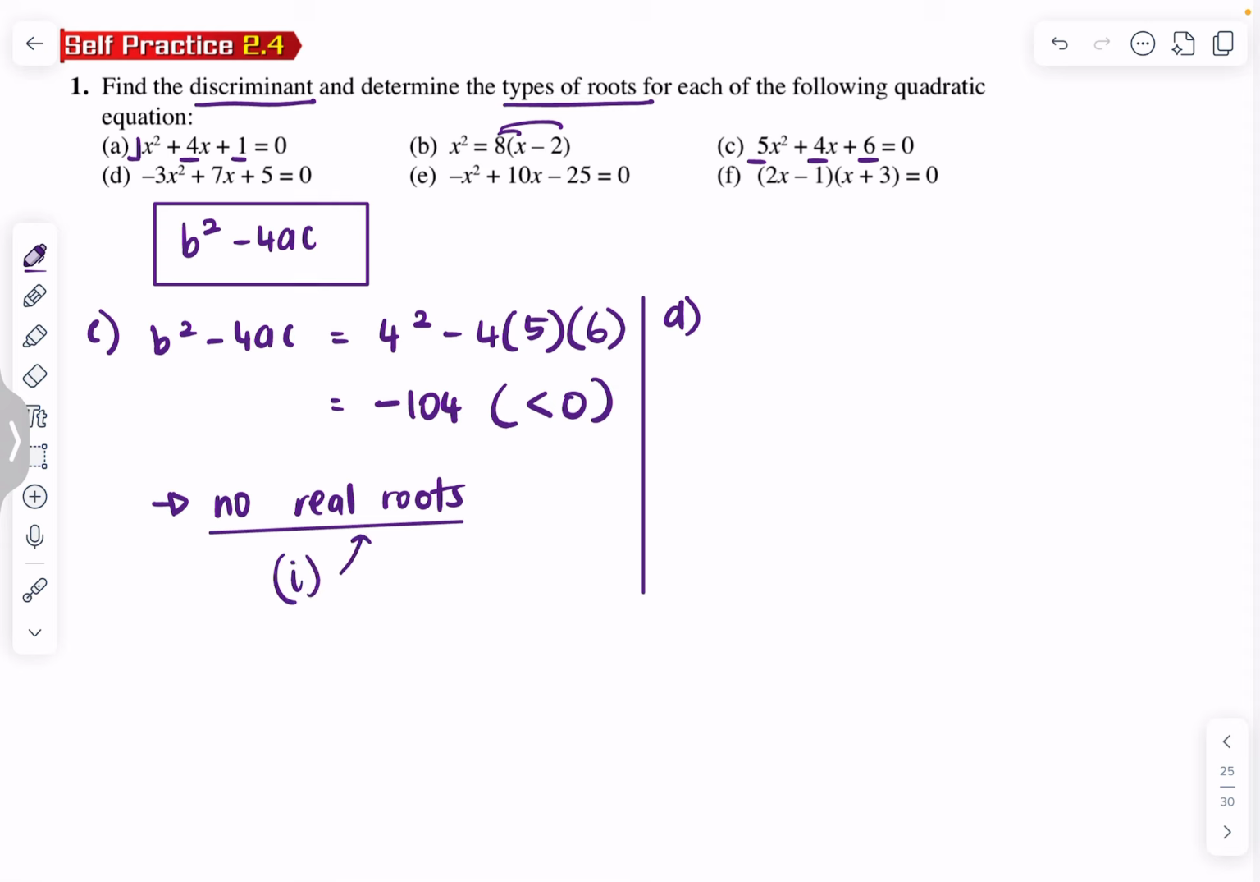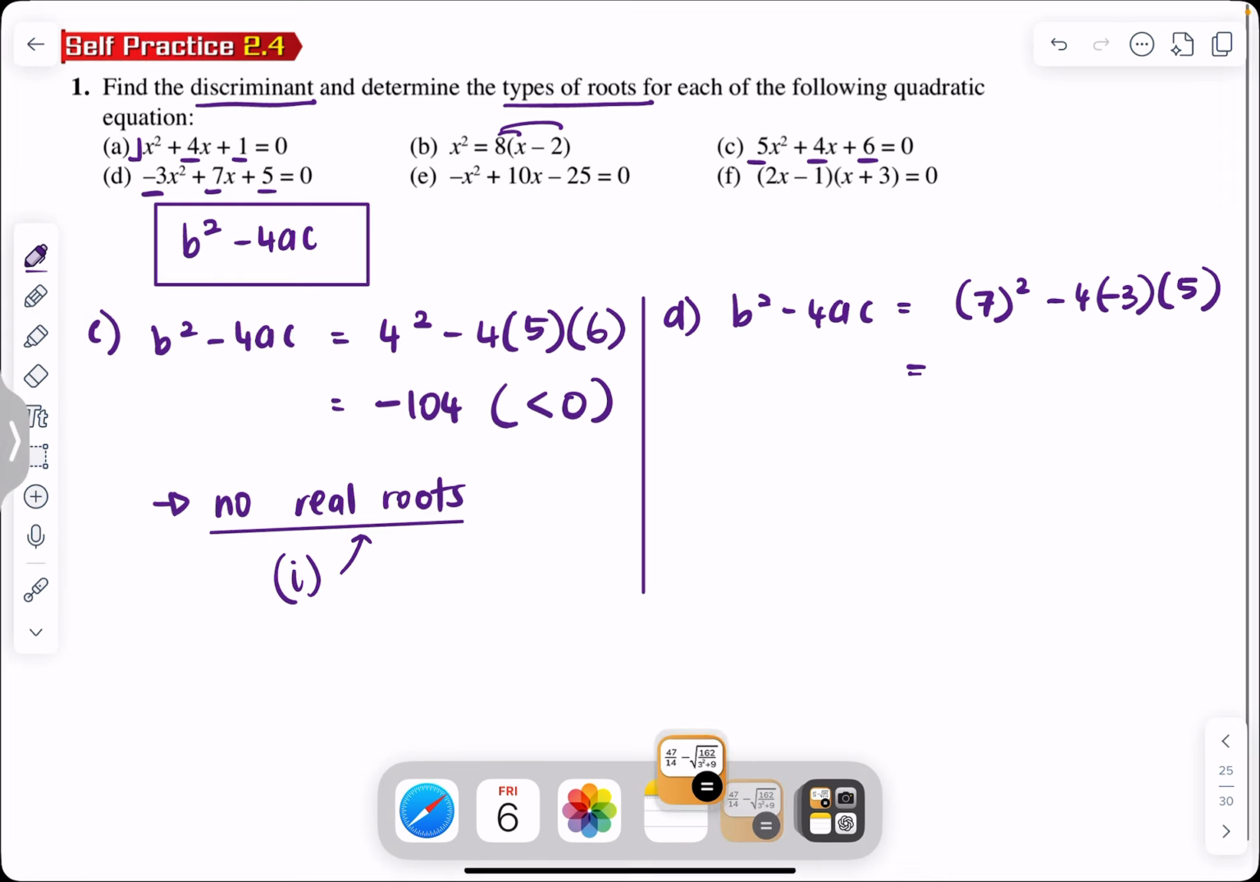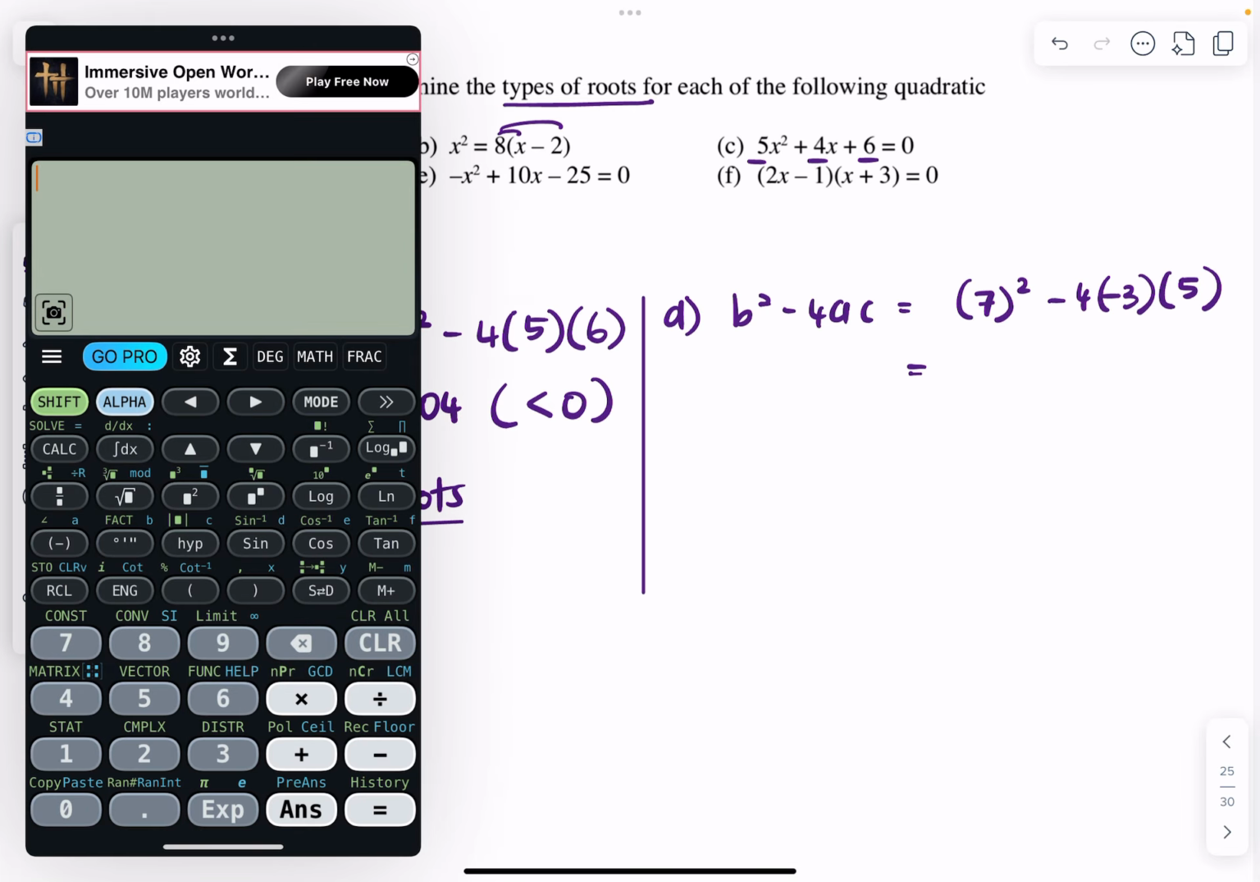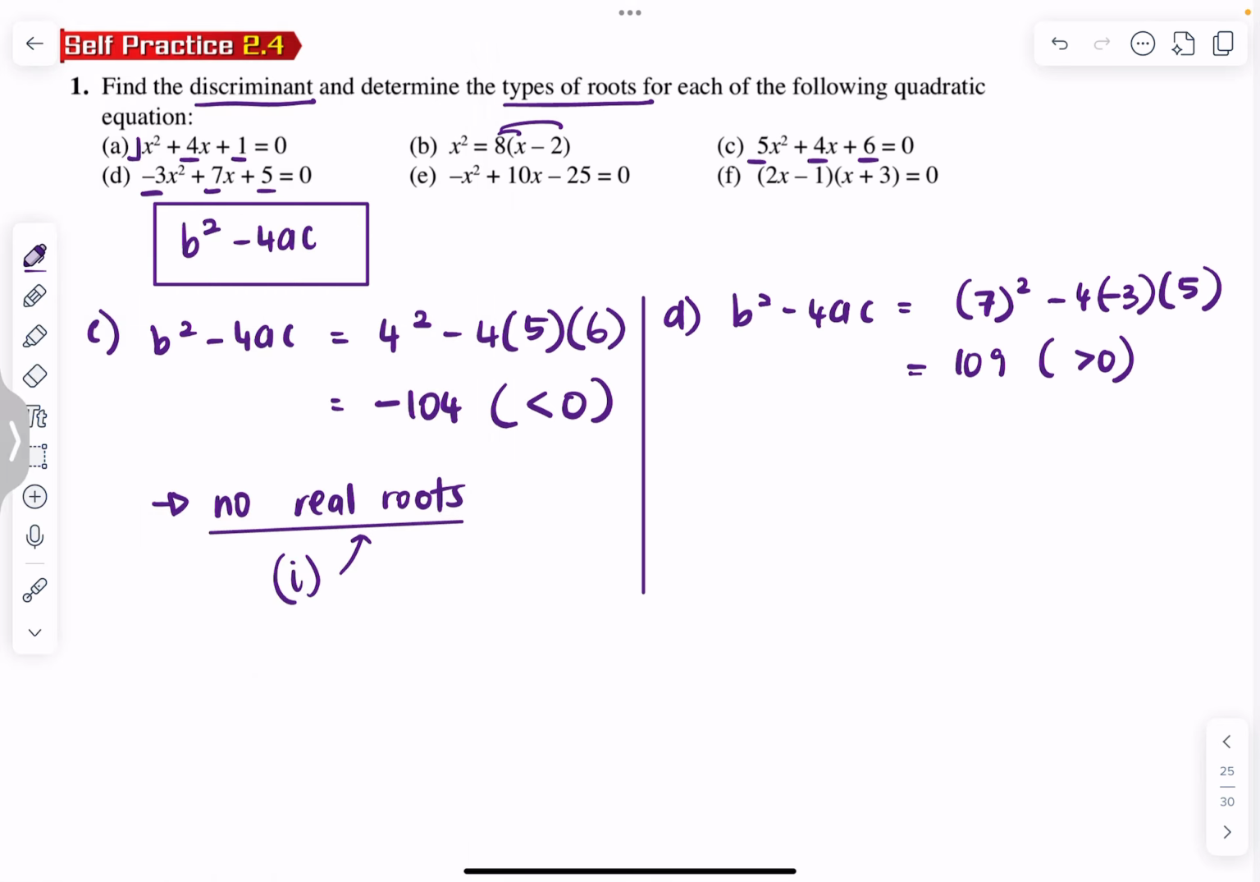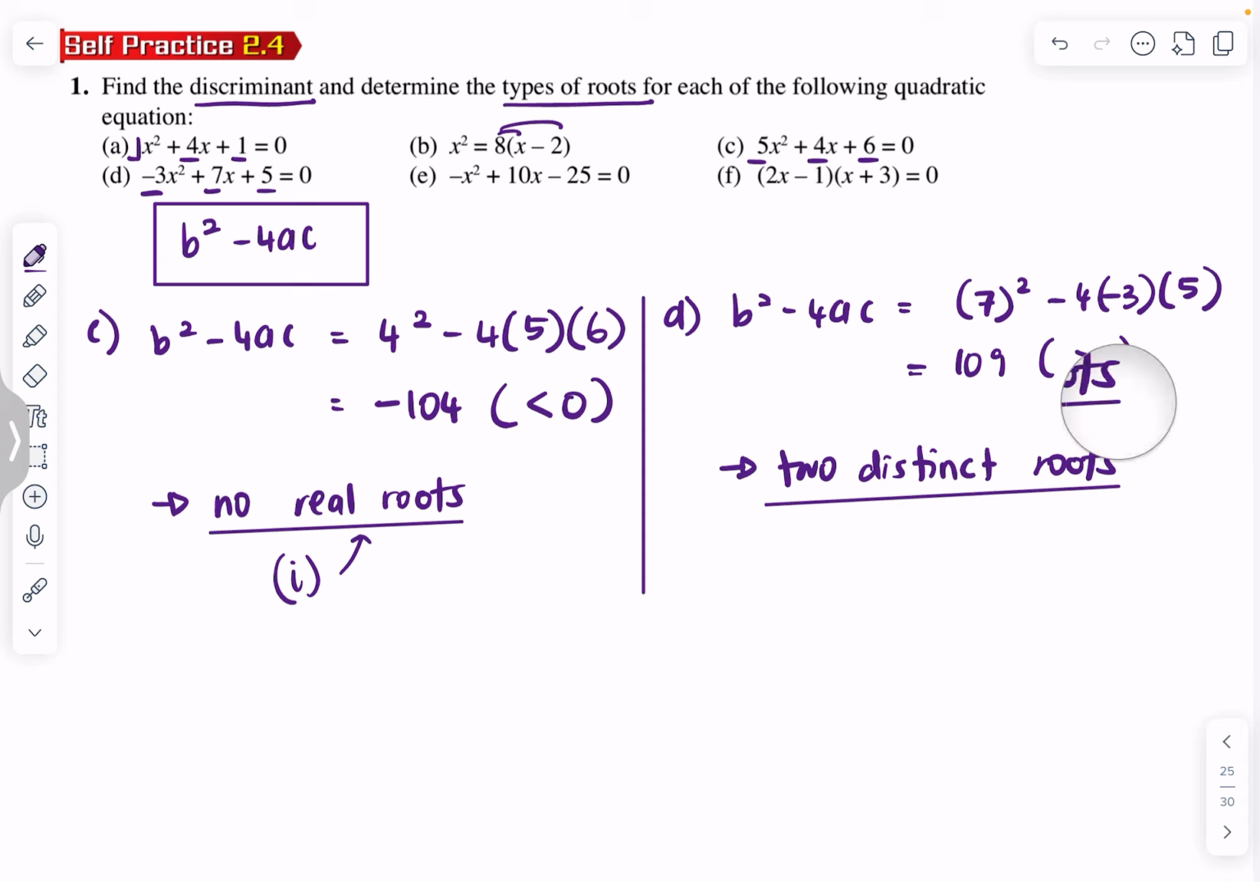Okay, let's look at the next one. A, B and C are given. So B square minus 4AC. 7 square minus 4AC. 109. So this is more than 0. So if b square minus 4ac more than 0, we get two distinct roots. Done.